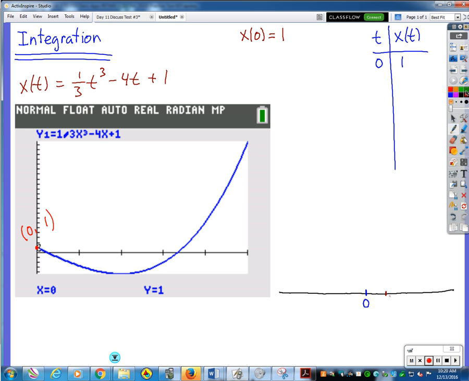I want to put the particle right here. There's the particle. I want to indicate that that's where the particle is when time is equal to 0. And that is this position we're calling 1. That's the real particle.